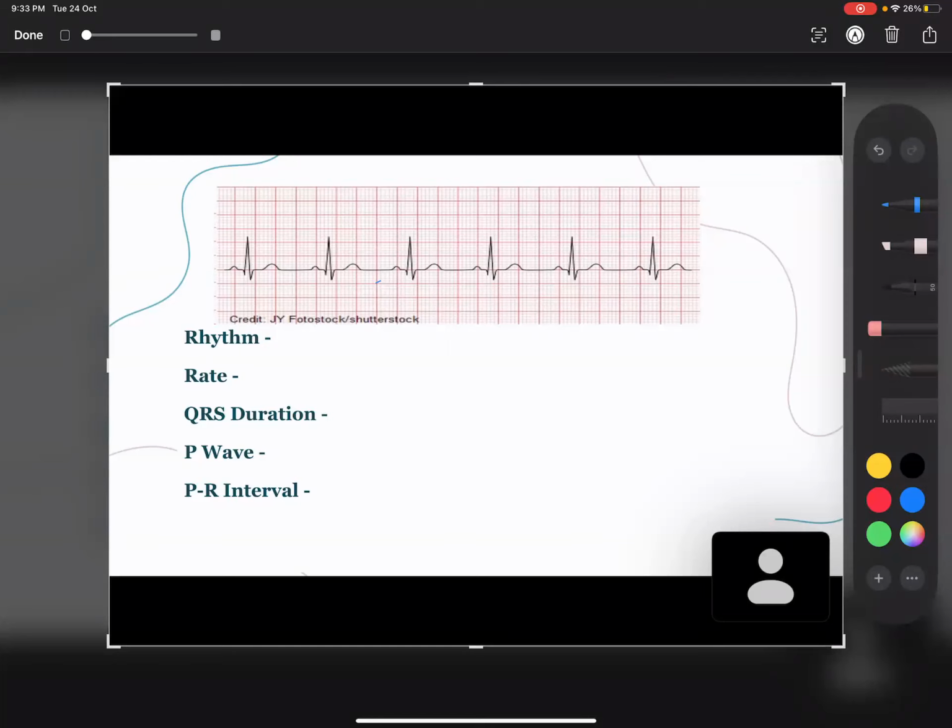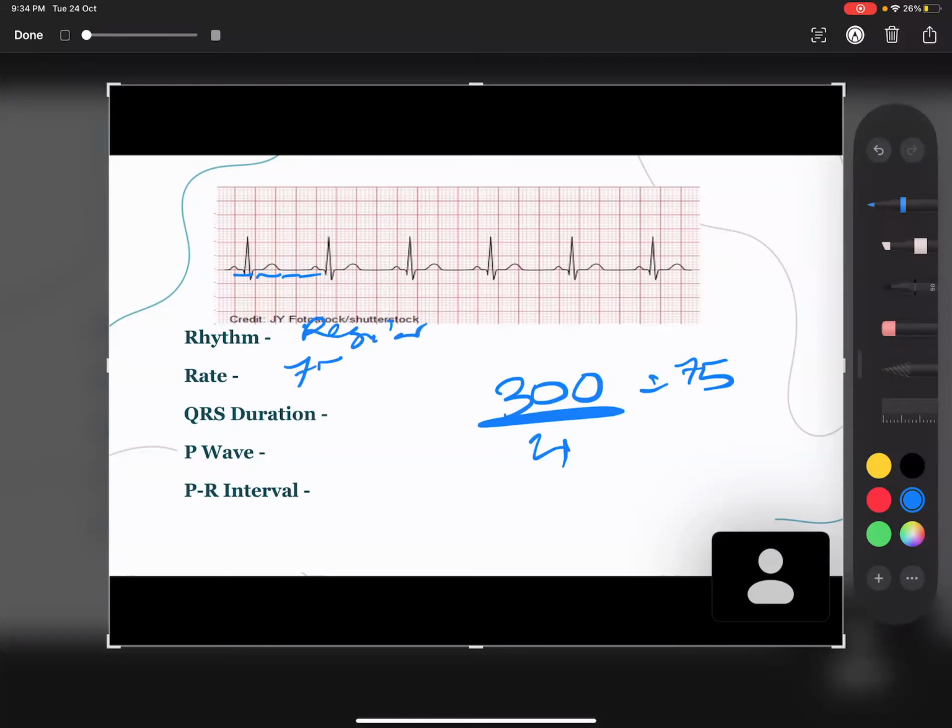Now rate. How do we calculate rate? Do you guys have the trick? This is normal sinus. 4 big boxes. Exactly. So we divide 300 by the number of big boxes. We have 1, 2, 3, and 4. 300 divided by 4 is 75. So as we said, the rhythm is regular, and the rate is about 75.